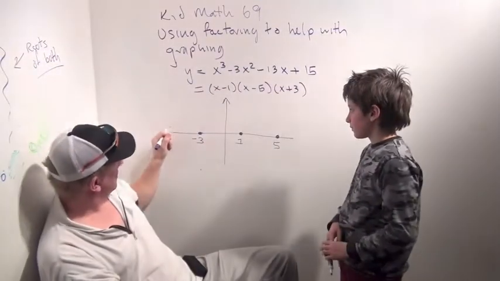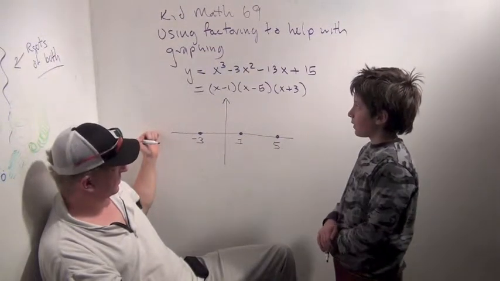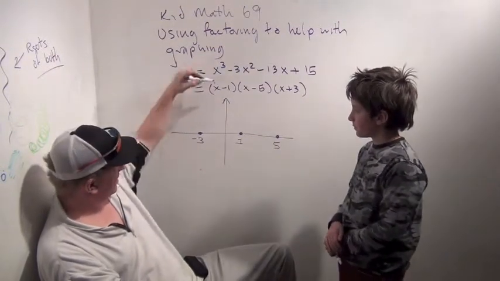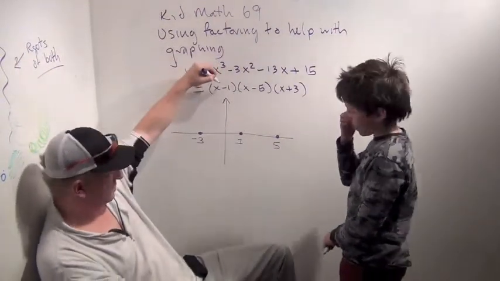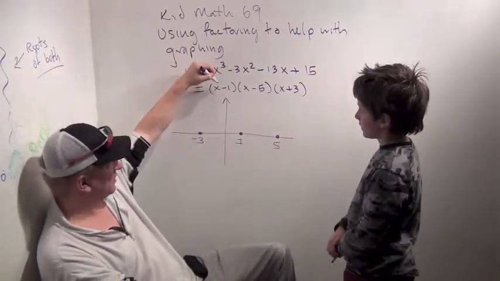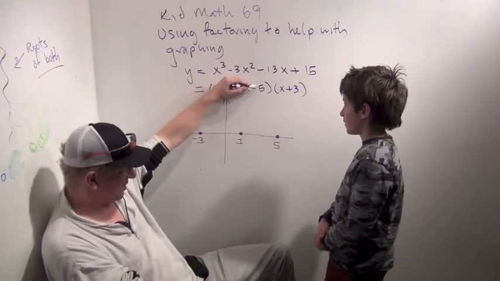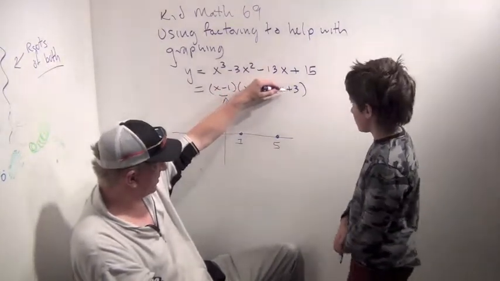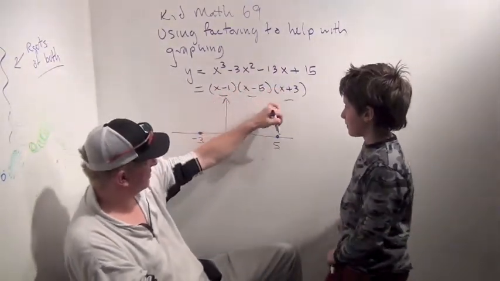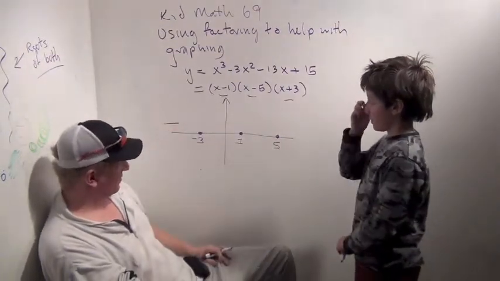Okay, so now let's check for numbers less than minus 3. So pick a number that's less than minus 3. Let's say minus 5. Minus 5 minus 1, what's that going to be? Negative 6. So we'll just check, is it negative or positive? So it is negative. Minus 5 minus 5 is negative. Minus 5 plus 3? Still negative. So I get a negative times a negative times a negative. What's that? A negative. Okay, so over here, we're going to be negative.